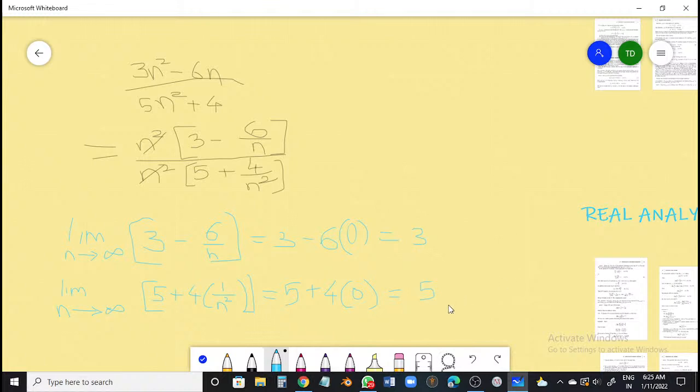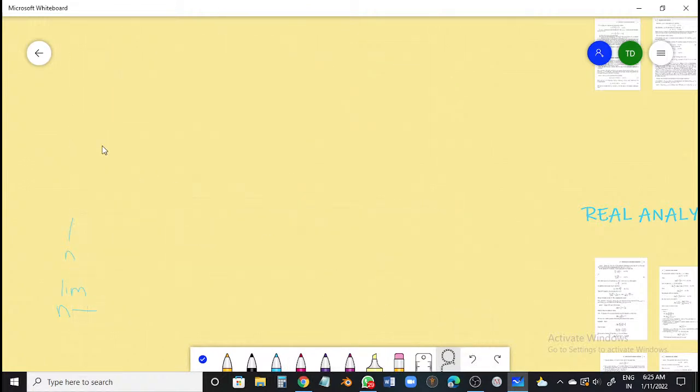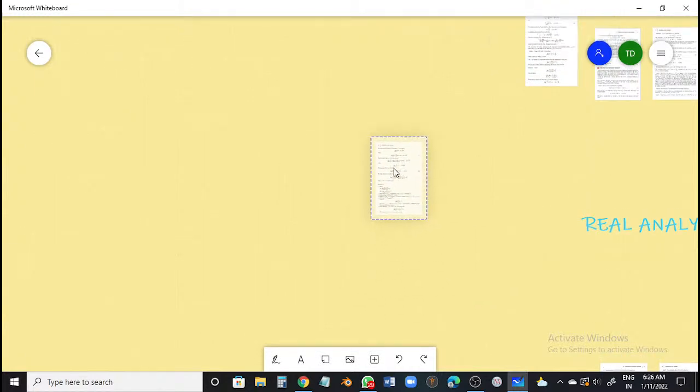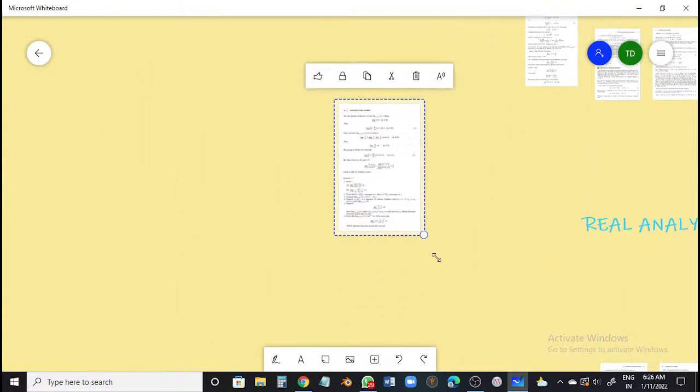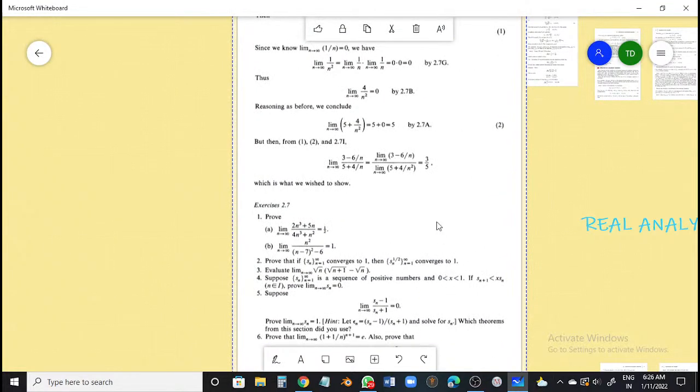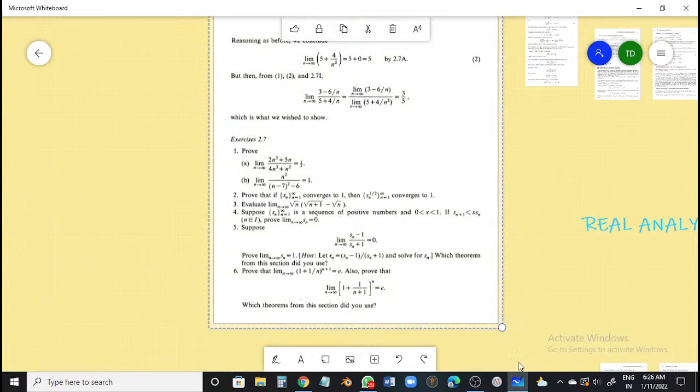So hope there is nothing to explain over here. Now going back, let us deal with the operations on divergent sequences. So let us be back here. They have given a list of questions to be proven. I hope it's quite easy to handle.